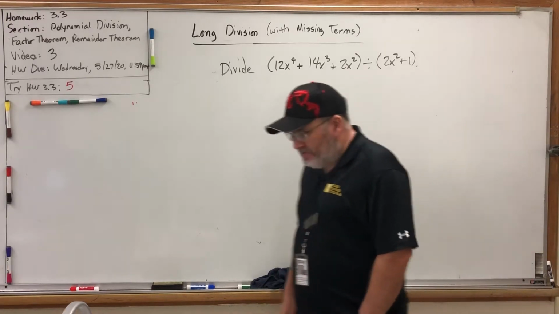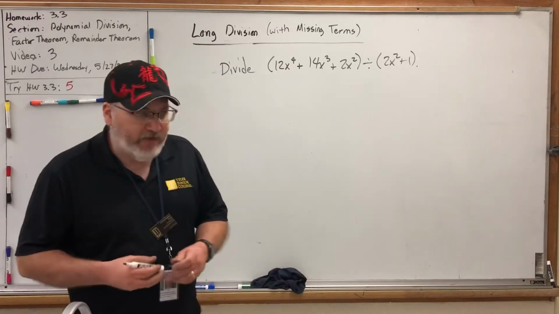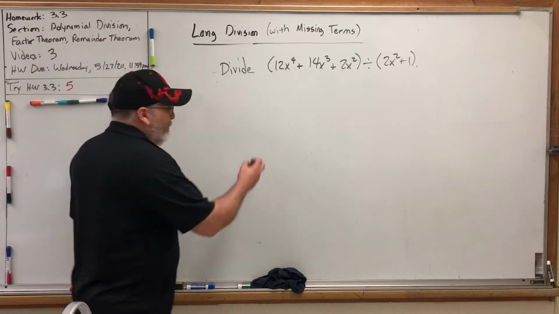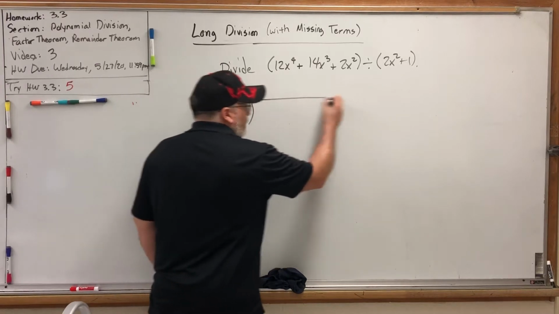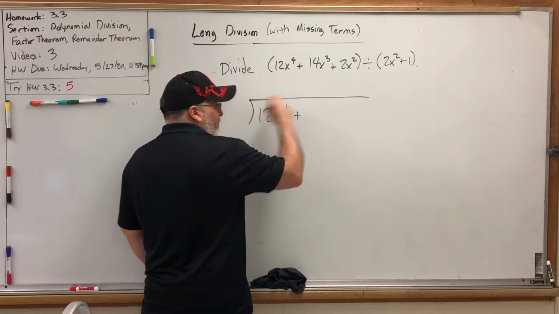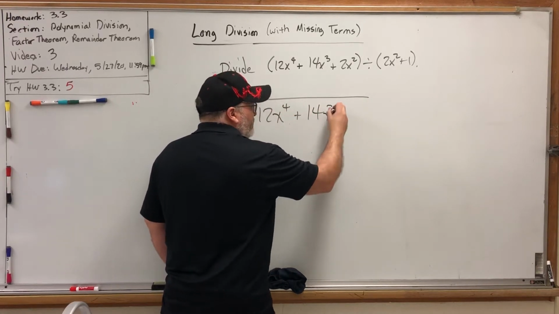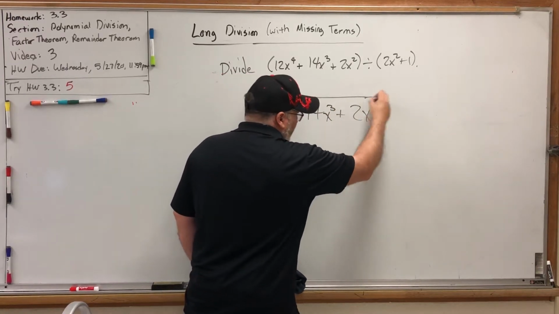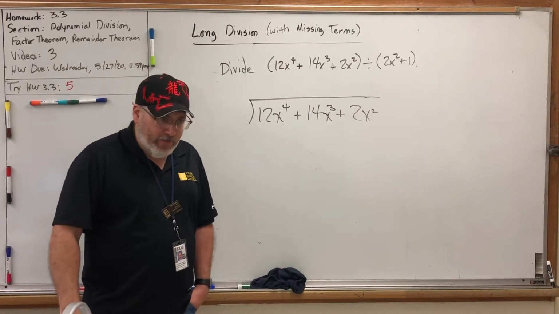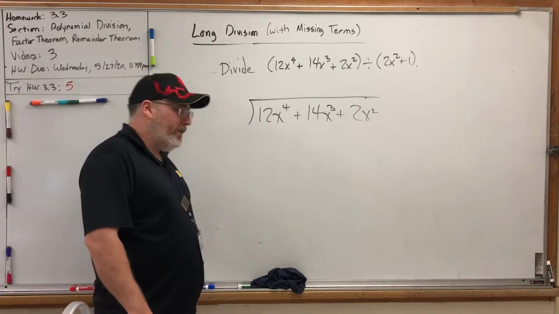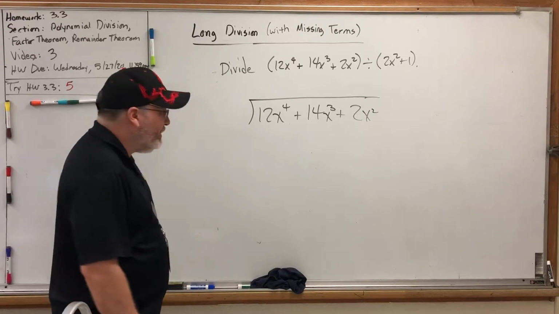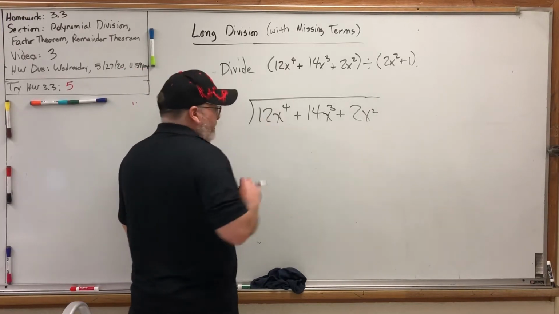So what happens if either the dividend or the divisor or both are missing some terms? Well, watch what happens if we try to just jump into this. Let's set up the division house. And I don't actually know the name of this division house symbol because I've researched it, but I can't find a name for it. Vinculum is not the correct name. Somebody brought that up to me once, but that's the name of the bar you put over a repeating decimal. So I just call it a division house.